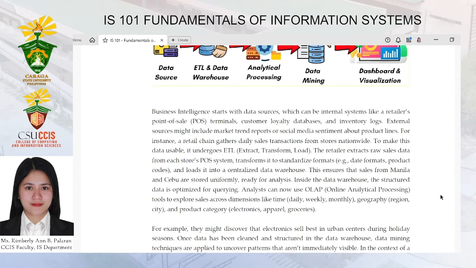This ensures that sales from, for example, Manila and Cebu are stored uniformly. That's why we call it a centralized database, since everything we extract is uniformly stored into one database ready for analysis. Inside the data warehouse, the structured data is optimized for querying. Analysts can now use OLAP, or the online analytical processing tools, to explore sales across dimensions like time, such as if we want to retrieve daily, weekly, or by month, the geography or the region, and the product category, such as electronics, apparel, and groceries.